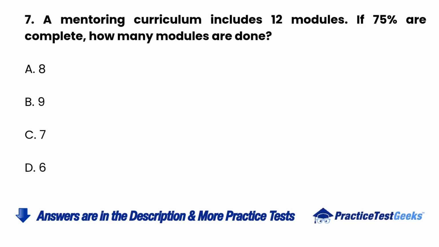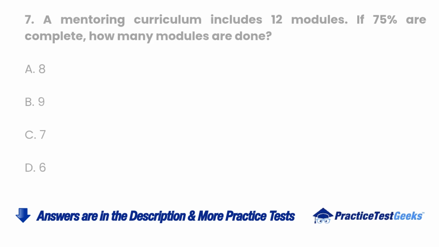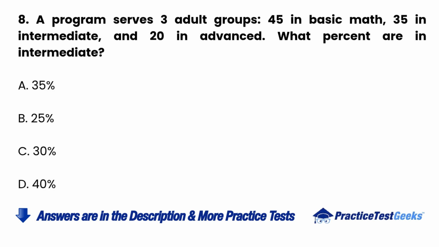7. A mentoring curriculum includes 12 modules. If 75% are complete, how many modules are done? A. 8. B. 9. C. 7. D. 6.